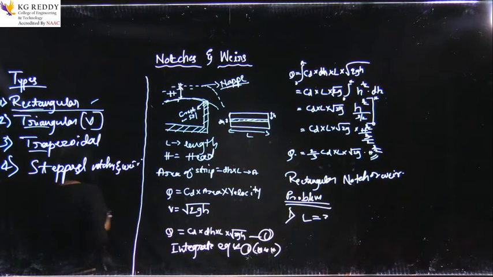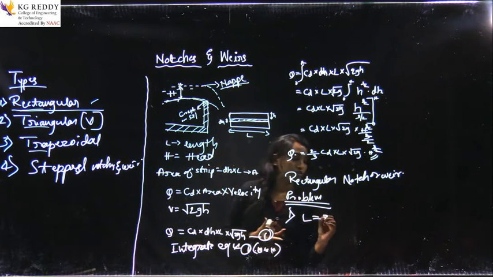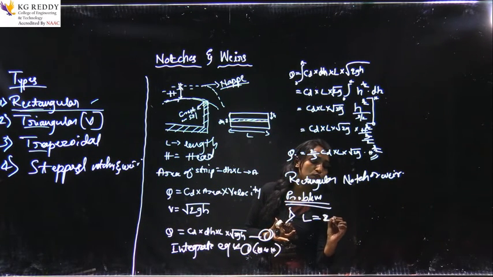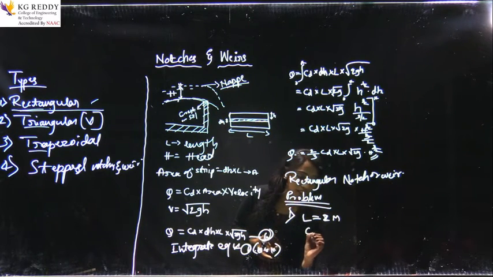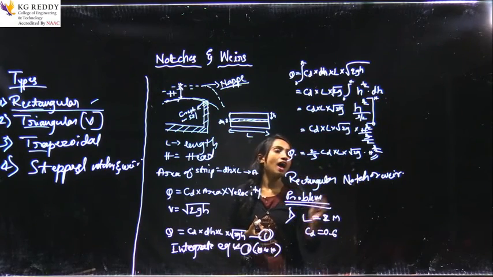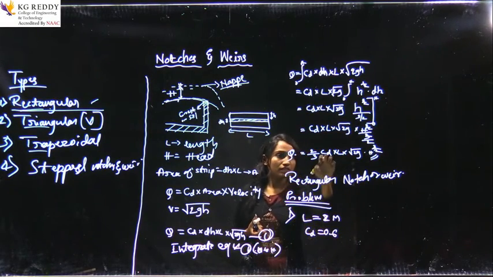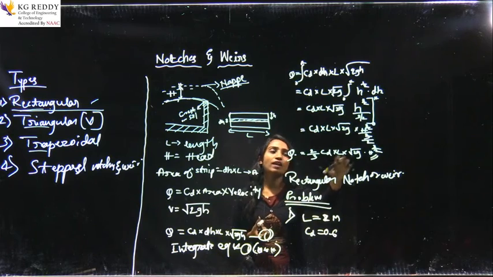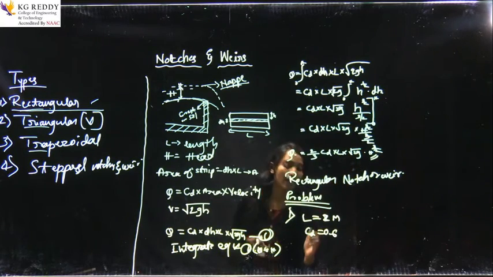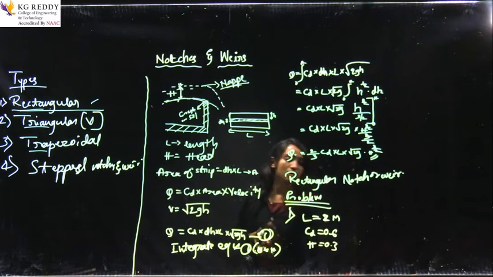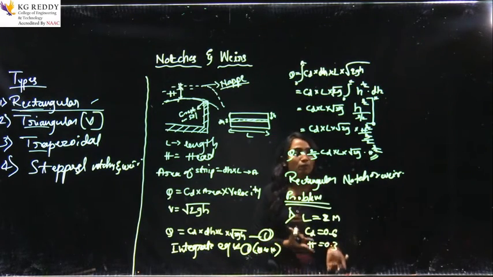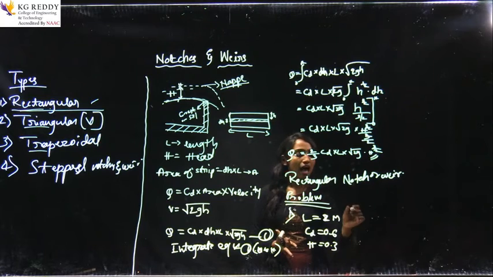Length is about 2 meter. You just take 2 meter, and one more is CD, take 0.6. CD is given, L is given, and G we used to know, and the head is given directly as about 0.3. So these are the direct problems, the problem possibilities I am telling now.